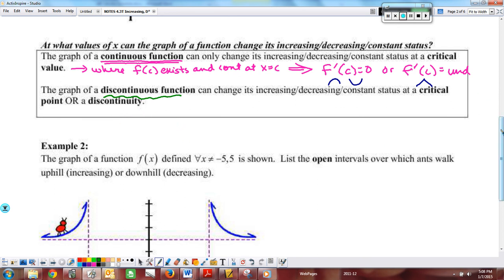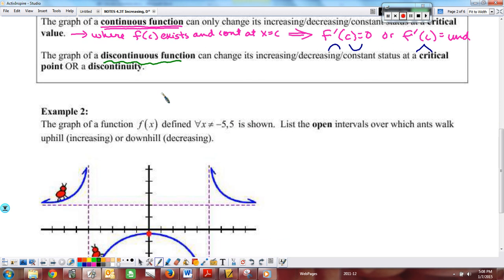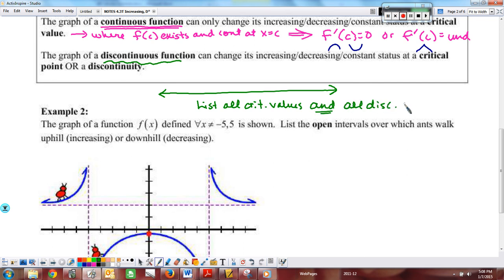So when we are doing our sign charts for this, which is basically what we're going to do, on our sign chart, you're going to list all critical values and all discontinuities of f of x, because at those values the derivative will not exist. f prime of x will be undefined there as well, but for a different reason than what we had up here. Here they're going to be undefined because they're simply not going to be points on the original function. It's not going to be continuous there, so it would be discontinuous there.